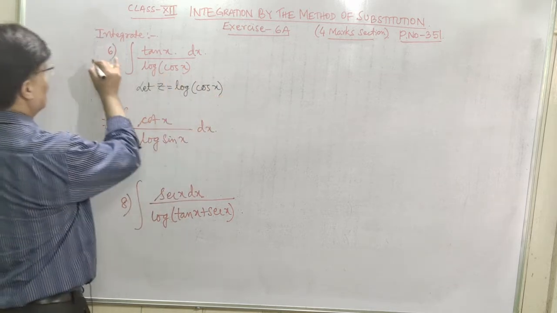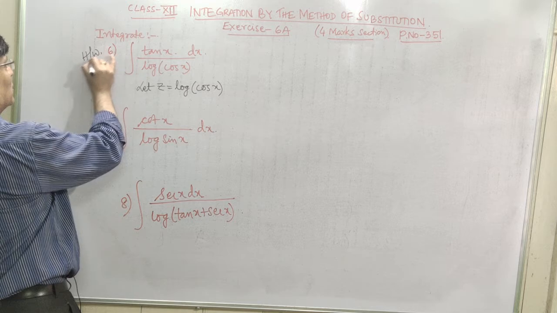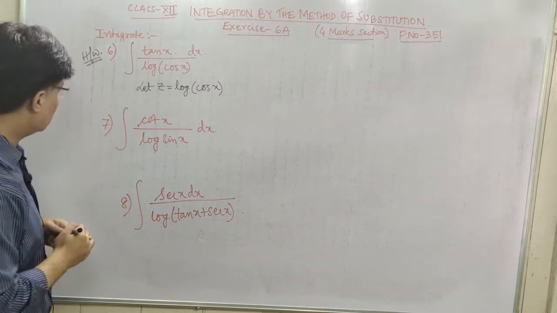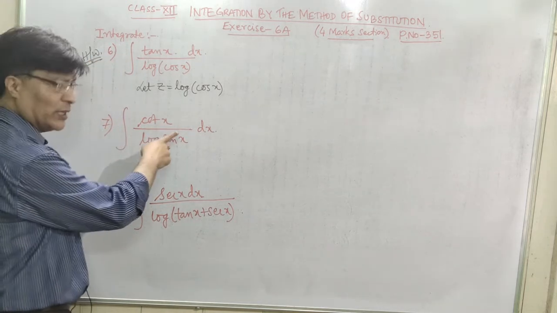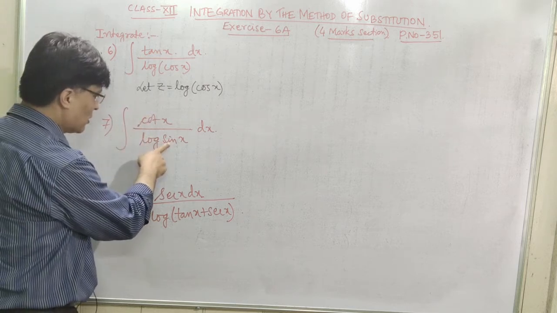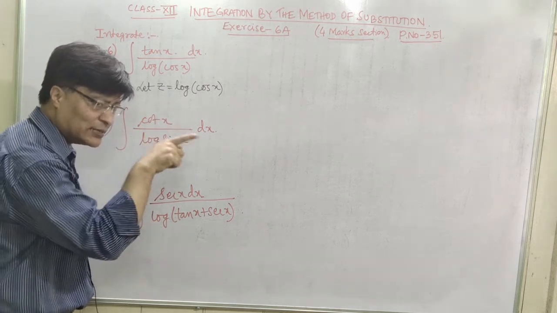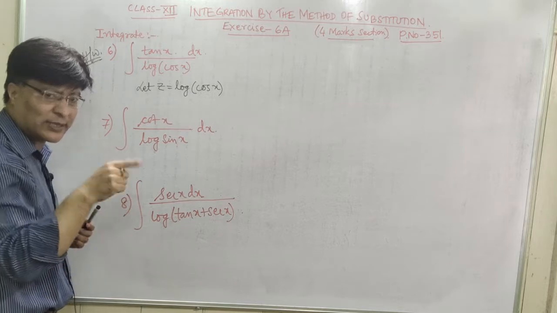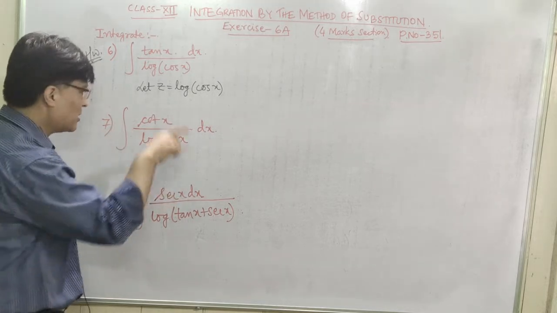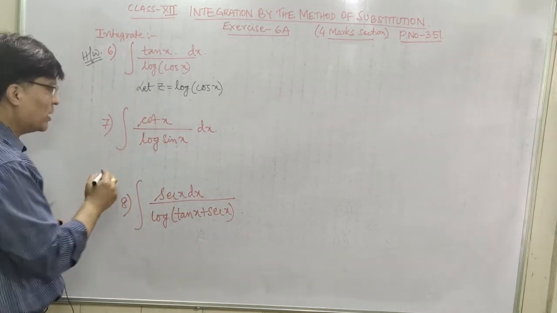So you can do it at home. This is your homework. Next, question number 7 can be done similarly. What is the differentiation of log of sin x? 1 by sin x into the derivative of sin x with respect to x, that is cos x. Cos x by sin x is your cot x. That means we are getting the numerator.